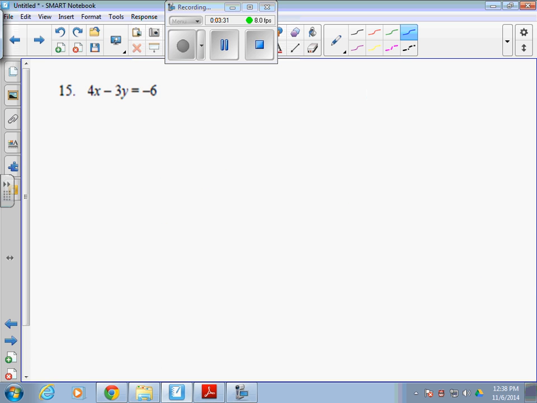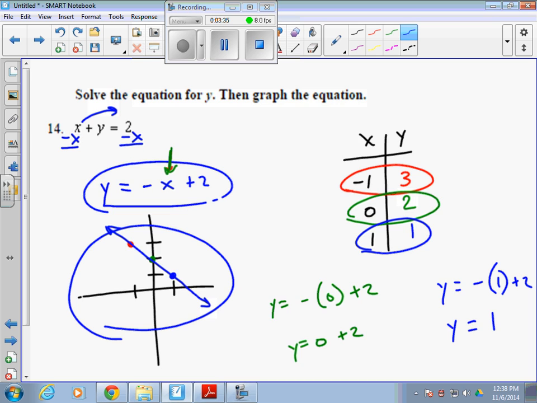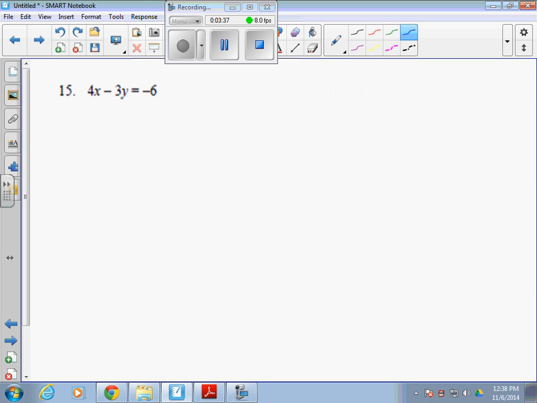Number 15 says, we still follow the same directions as for number 14. Solve for y, then graph the equation. So move 4x over. It's positive, so subtract 4x there. We're still trying to get y by itself, so subtract 4x on this side.